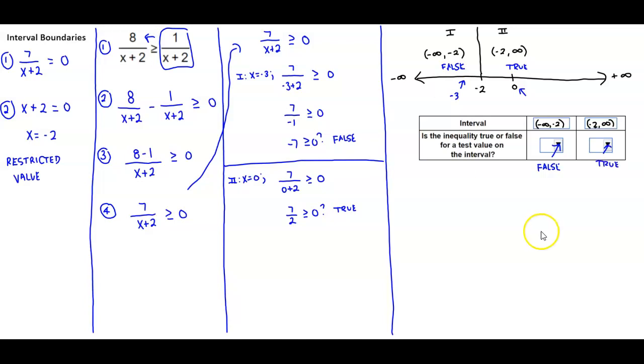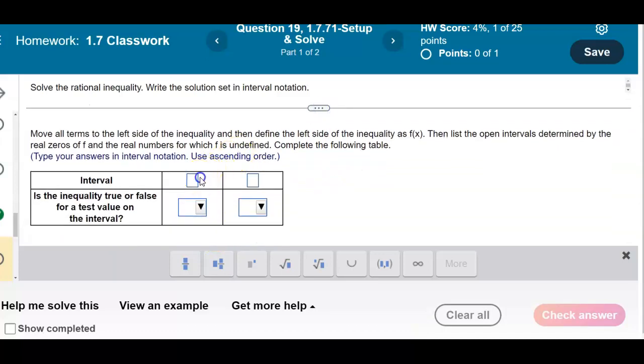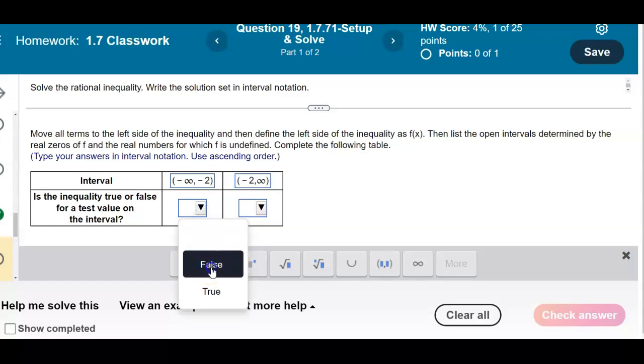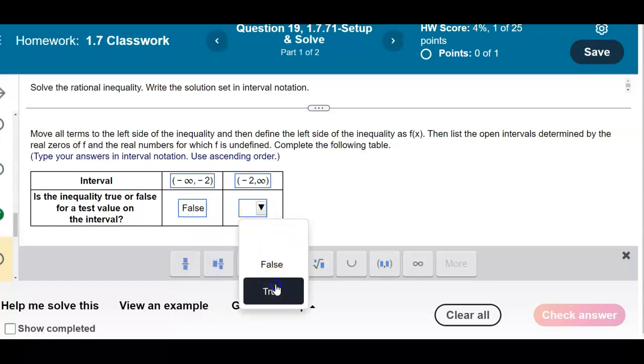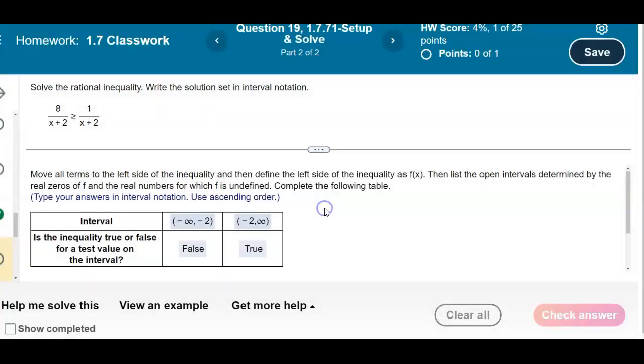So let's just go ahead and put these answers in first so we can see what the interval looks like. So here we know that the interval goes from parenthesis negative infinity, comma, negative 2. And then this one goes from negative 2 to positive infinity. We determined that this one was false, and we said that this one was true. Let's just check our answer, and there's our result.